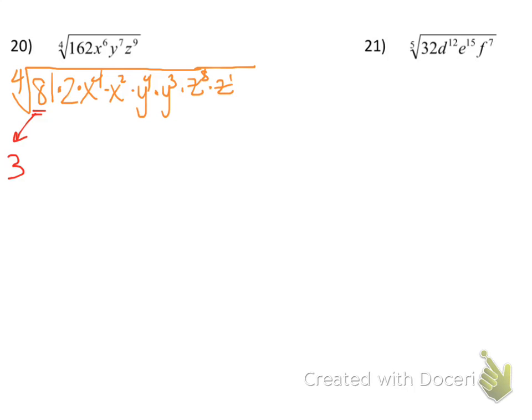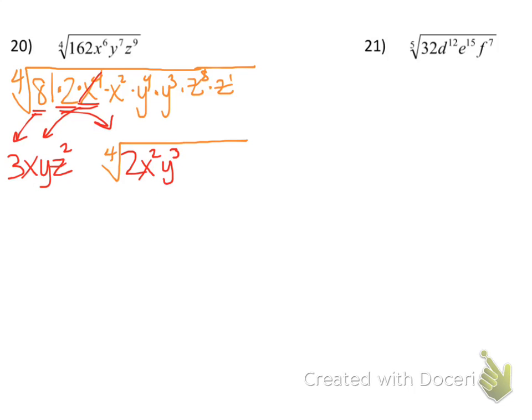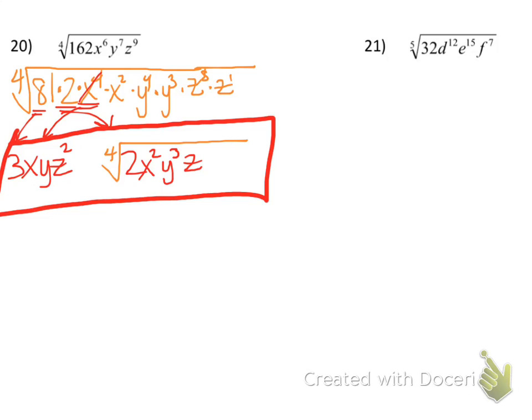And so the fourth root of 81 is 3, and the 2 would need to stay inside. The fourth root of x to the 4th is just x, and the x squared would need to stay inside the radical. And similarly, I do this with the y's and the z's, and that would be my final answer.